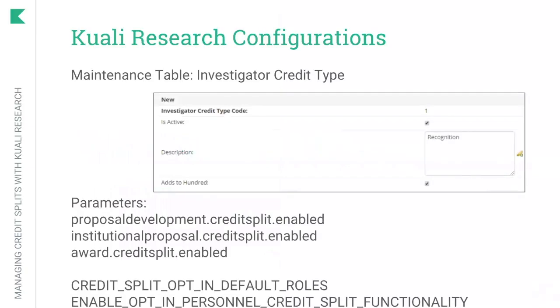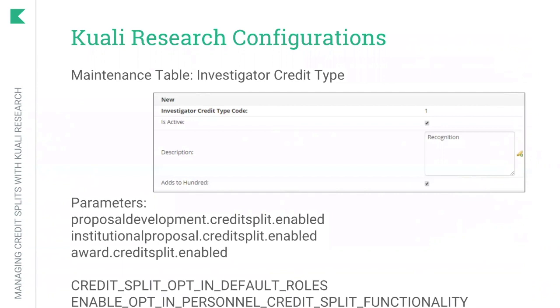Some of the more technical pieces within Kuali Research: there is a maintenance table for the credit type. As I mentioned, we use one credit type, so in our instance, it's type 1. And the flag that I had mentioned a little bit earlier, we do force it to add up to 100. So our users, when they are in the credit split allocation screen in Kuali Research, will get an error message if the credit, as they're entering it, does not add up to 100, which is a friendly reminder if they have mistyped anything.